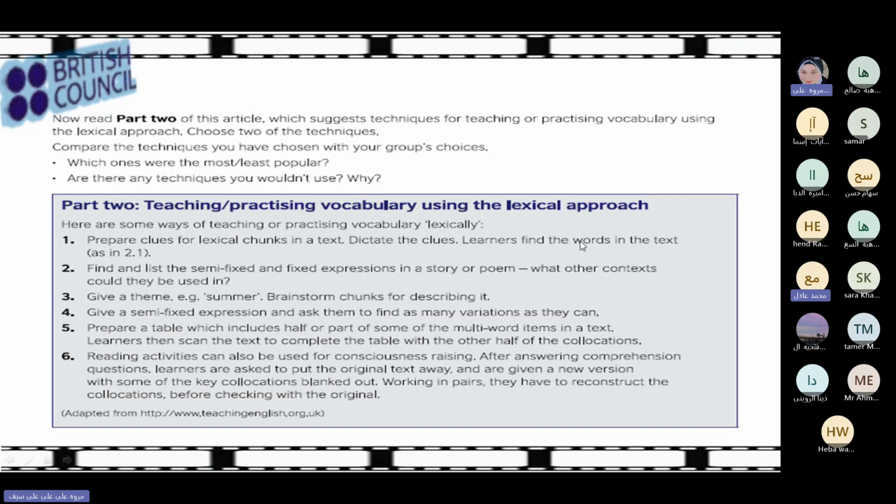I think the least popular one here, the one I am not going to use, is number two, which is to find a list of semi-fixed or fixed expressions in a story or poem. In what other context? It's really difficult for students to find a new context to use the same chunks. I think that's it. I do agree with you.